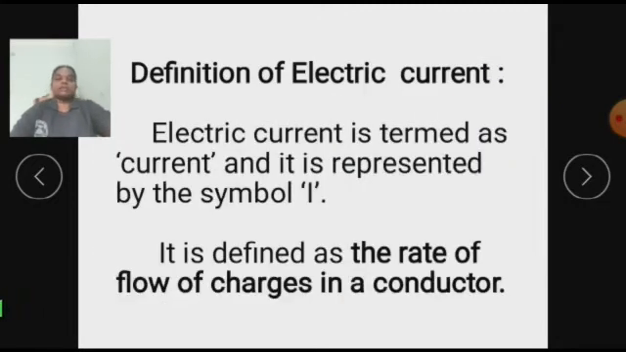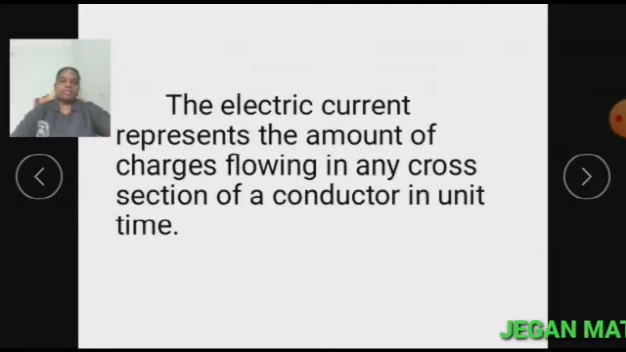Definition of electric current. Electric current is termed as current and it is represented by the symbol I. It is defined as the rate of flow of charges in a conductor. This means that the electric current represents the amount of charges flowing in any cross section of a conductor in unit time.